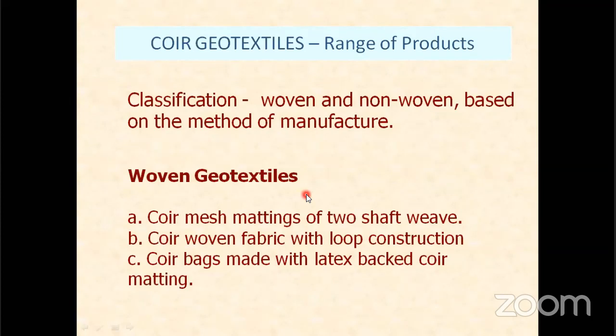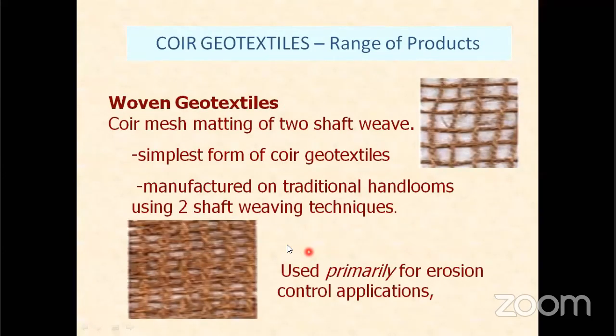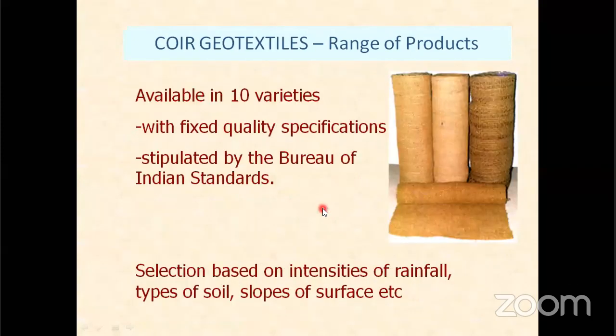Under the woven geotextiles, there are coir mesh mattings of two shafts, coir woven fabric with loop construction, and coir bags made with latex-backed coir mattings. Coir mesh mattings of two shafts are the simplest form of coir geotextile, manufactured on traditional handlooms using two-shaft weaving techniques, used primarily for erosion control applications. There are more than 10 varieties available with fixed quality specifications stipulated by the Bureau of Indian Standards. The selection of which coir geotextile depends on the intensity of rainfall, the type of soil, slope surface, etc.